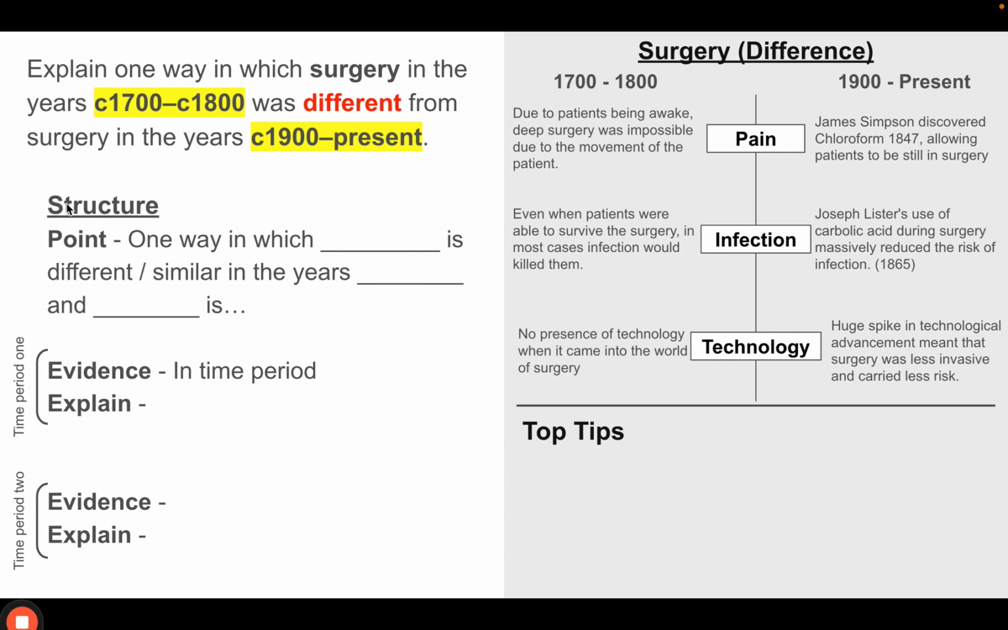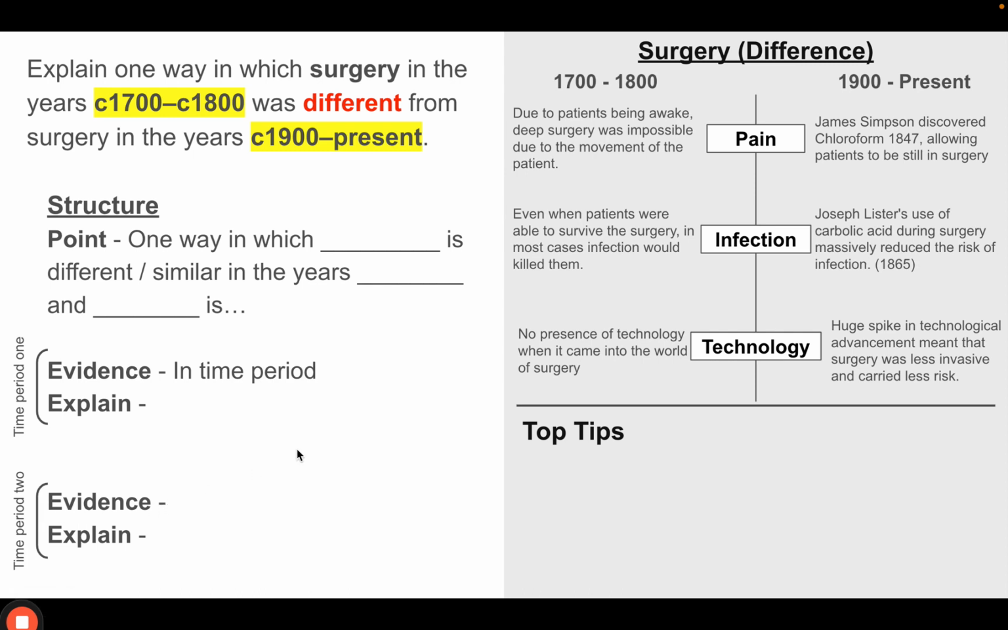So that idea of 100 years missing could trip you up, and we'll go into that in a second. The structure that you'd want to use is as follows. You'll give the point, one way in which you insert the theme. One way in which surgery is different or similar, so it's different. So one way in which surgery is different in the years 1700 to 1800 and 1900 to present is, then you give the point. Following this, you need to give evidence in one time period and then explain it, and then move on to the second time period they provide you with and give evidence and explanations.